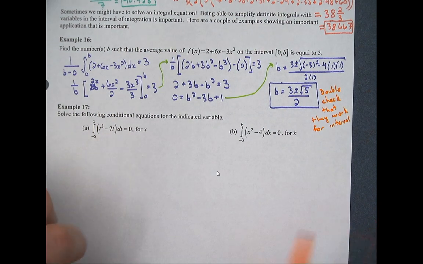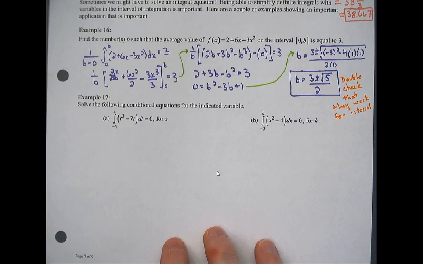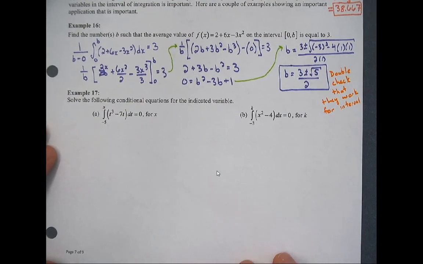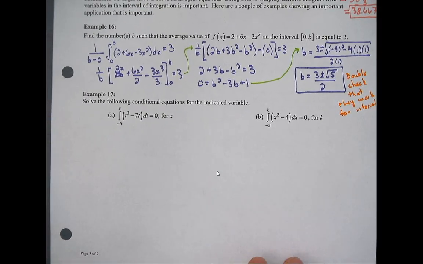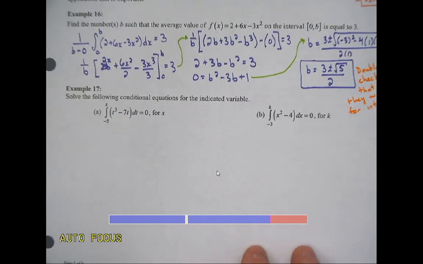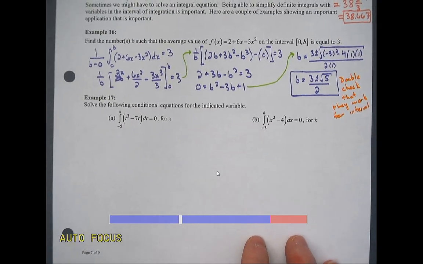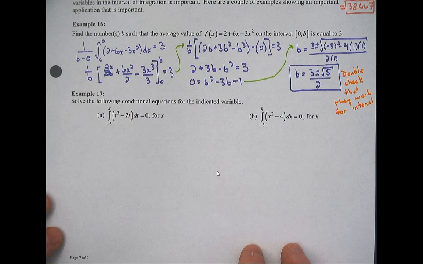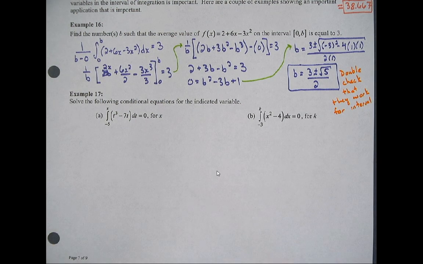Double check that they work for the interval. All right. Okay, so I'm guessing you should be able to do the next two on your own. So we'll obviously do one at a time, but let's have you try to do example 17a on your own. All right, let's see how you did.